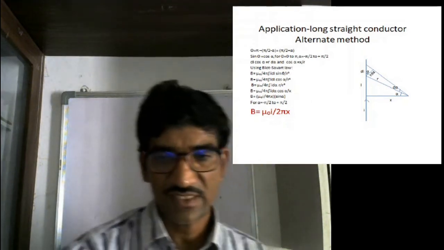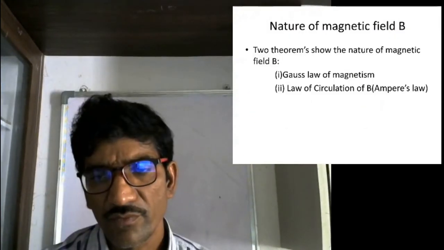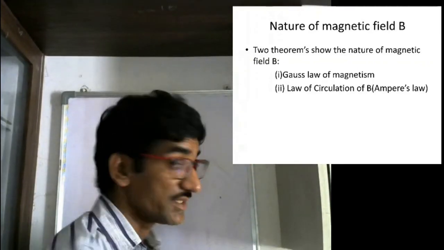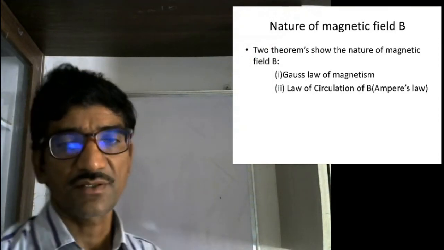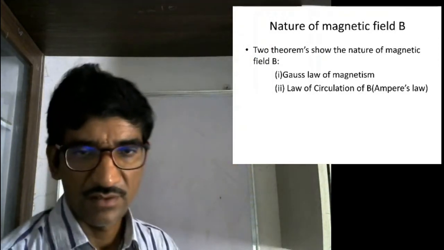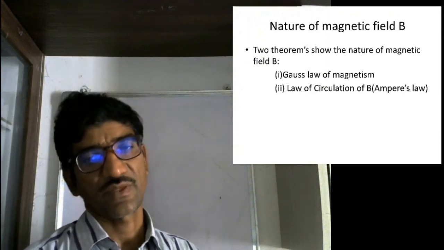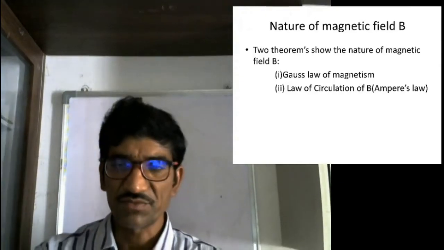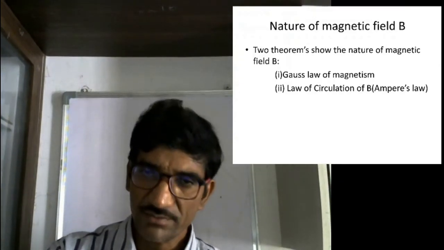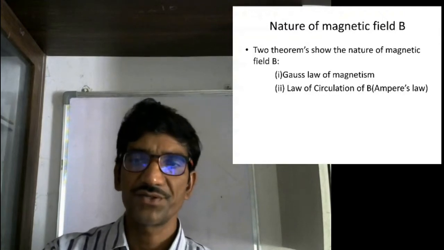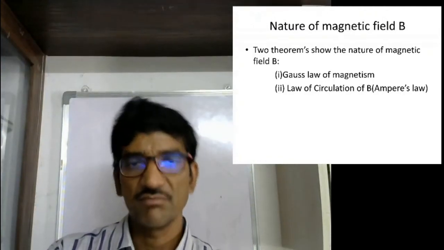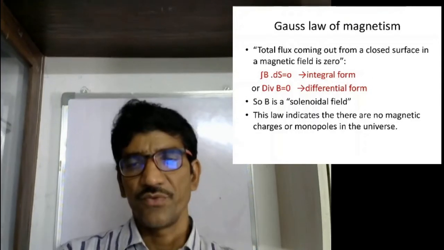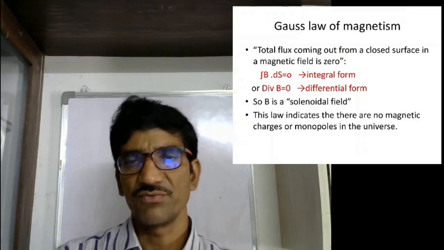Next, let us go for the other topic. What is our next topic? Our next topic is to study the nature of the magnetic field, or the magnetic induction vector. In order to do this, we have to consider two theorems. One is Gauss law of magnetism, another is the law of circulation of B, or Ampere's law. Let us first consider the Gauss law of magnetism.